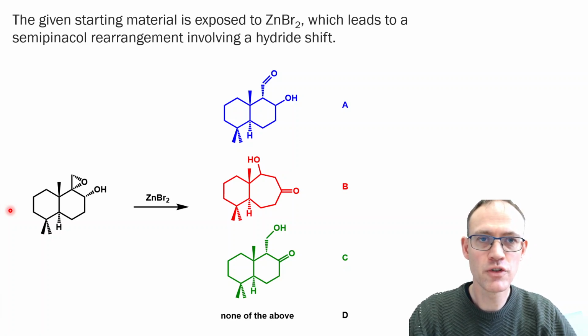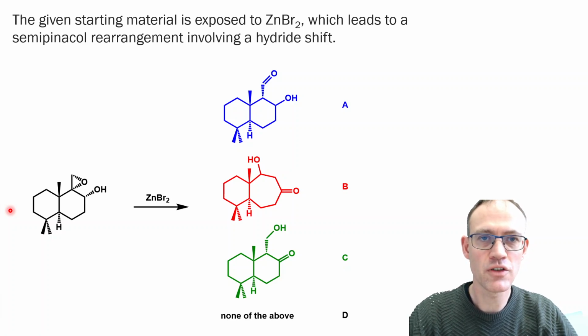The first thing to notice is that the question states that this is a semipinacol rearrangement. In a semipinacol rearrangement, you need to have a hydroxyl functional group one carbon bond away from a carbocation. This means that you also need a group that easily leads to a carbocation. You can see that in the starting material here.